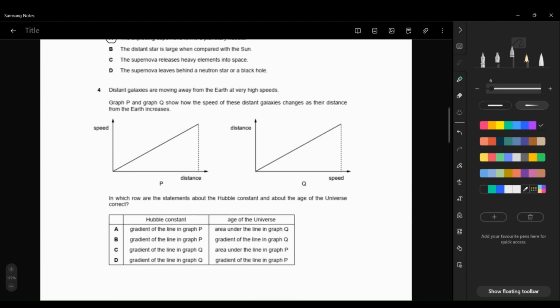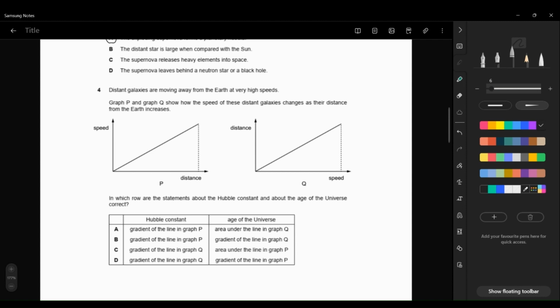Finally, question 4. Distant galaxies are moving away from the Earth at very high speeds. Graph P and Graph Q show how the speed of these distant galaxies changes as their distance from the Earth increases. Then you have two graphs. One is a speed distance graph, that's graph P. Graph Q is a distance speed graph. In which row are the statements about the Hubble constant and about the age of the universe correct?